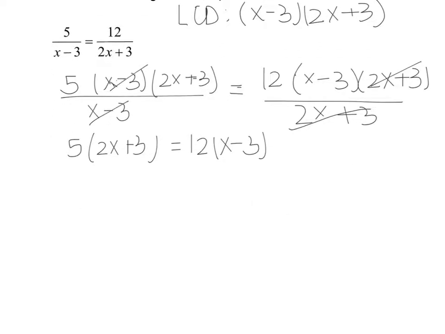So now we can go ahead and distribute into our parentheses. So 5 times 2x is 10x. And then 5 times 3 is 15. So we get 10x plus 15 equals 12 times x is 12x. And 12 times negative 3 is negative 36. So now we can work on solving for x.